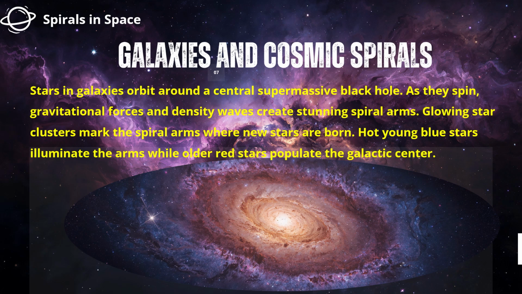Glowing star clusters mark the spiral arms where new stars are born. Hot young blue stars illuminate the arms while older red stars populate the galactic center. The spiral patterns persist for billions of years, maintained by gravitational interactions and orbital mechanics across unimaginable scales. These are too big to understand.